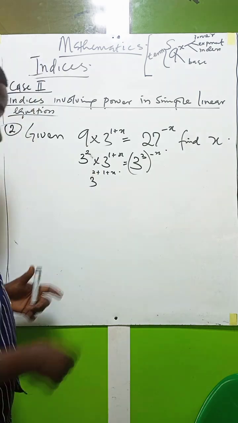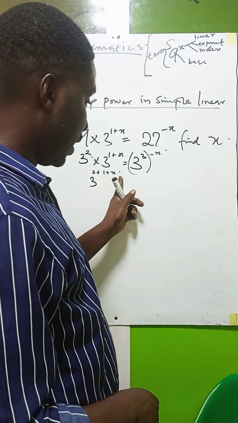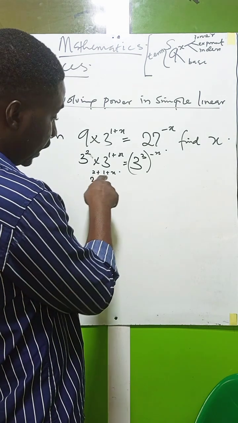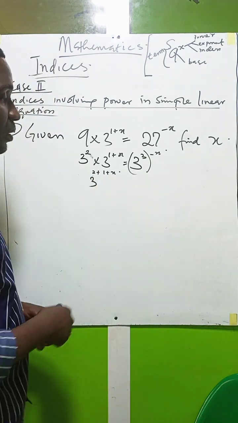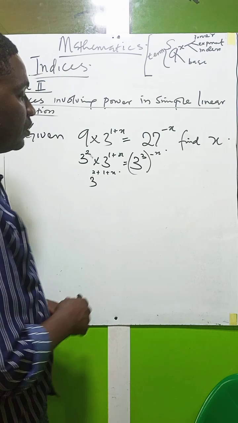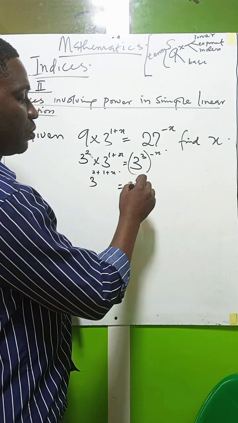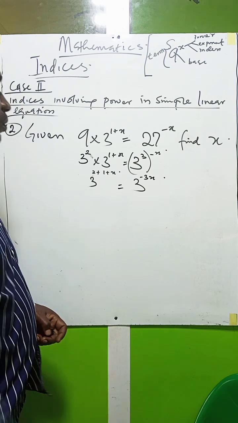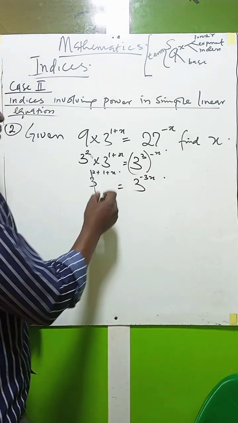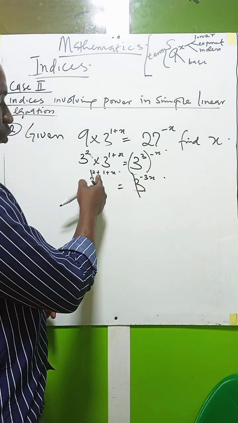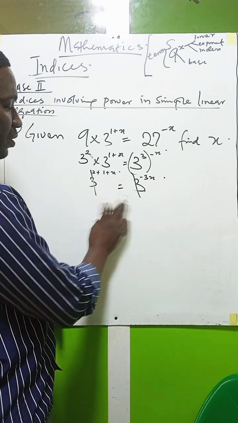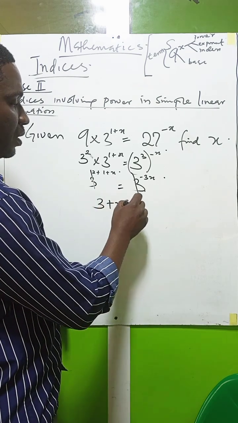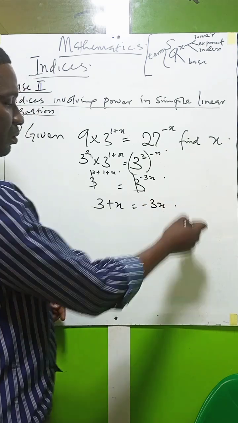Assuming it's minus that is here, we would have done this thing as a bracket, but it's plus because the minus will change the sign in the bracket. But in this case, it's okay. Equals 3 raised to power minus 3x. So the base can go, and 2 plus 1 gives us 3 plus x equals minus 3x.